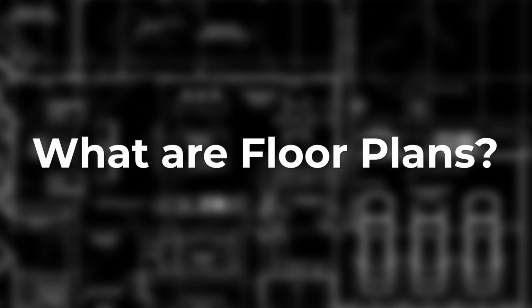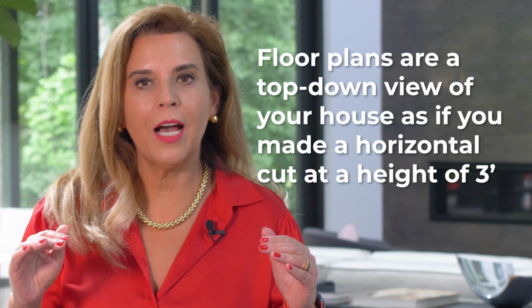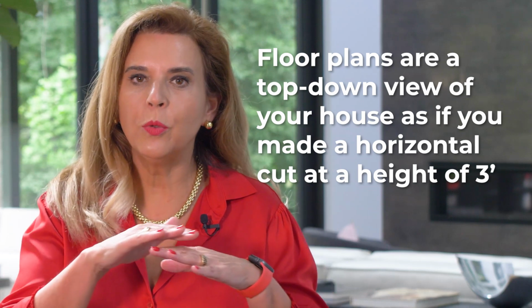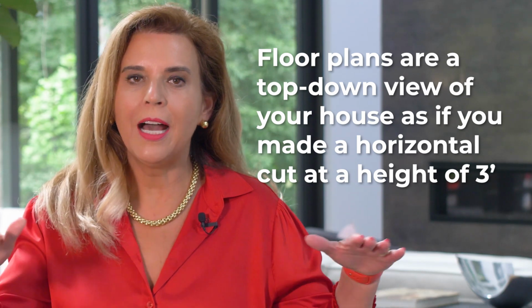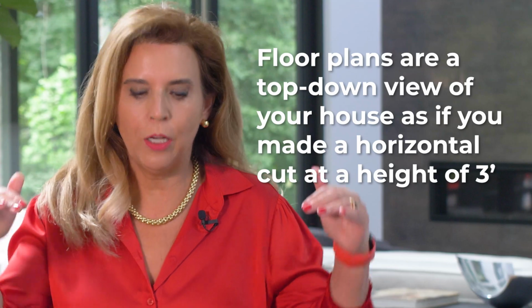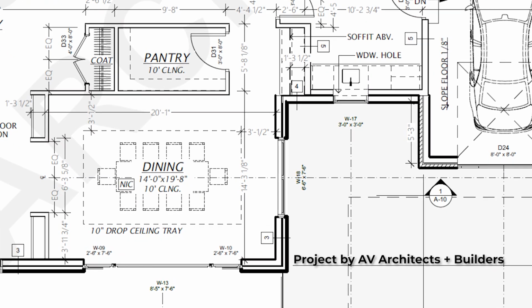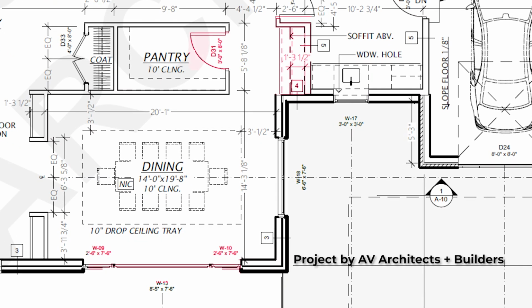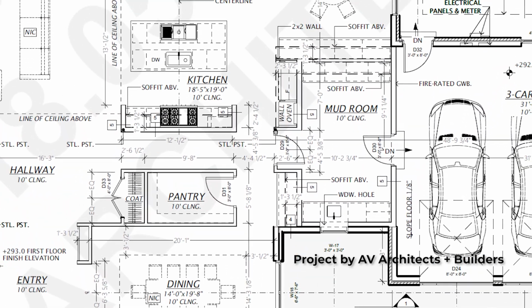First, what are floor plans? Floor plans offer a top-down view of the house as if you were cutting through the walls horizontally at a height of 3 feet and looking down. Floor plans include windows, doors, and interior partitions, giving the viewer a clear understanding of the layout. Think of it as slicing the top of a muffin to reveal its inner structure.